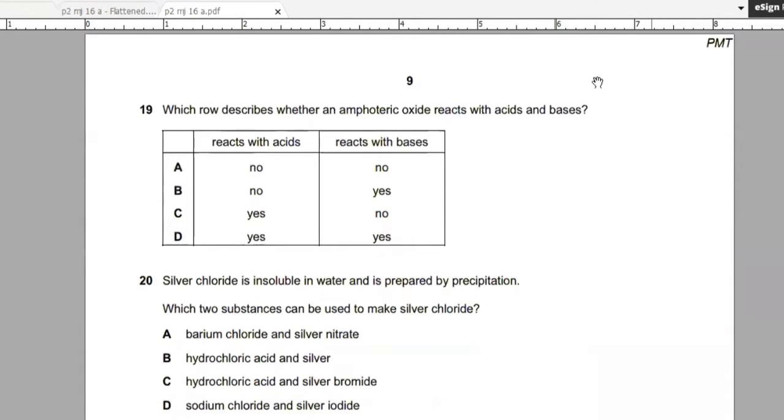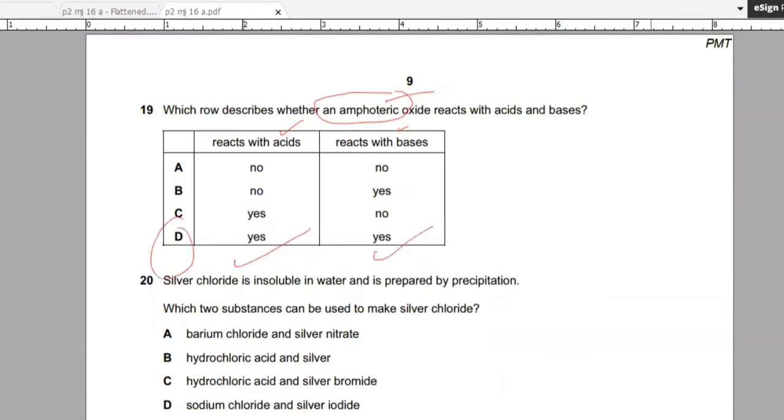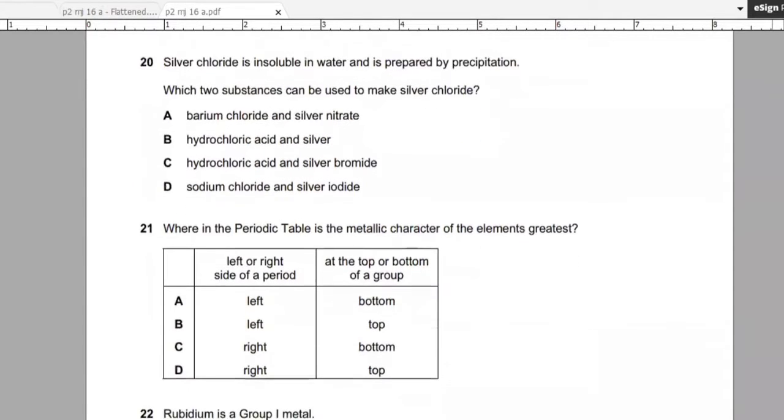19. Which row describes whether an amphoteric oxide reacts with acids and bases? Amphoteric means they can react with acid and also with base. That is the meaning of amphoteric, both. So they will react with acid and also with base. Yes and yes. So option D is the right answer. Amphoteric means both natures.